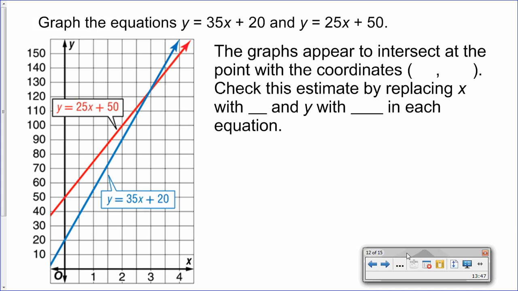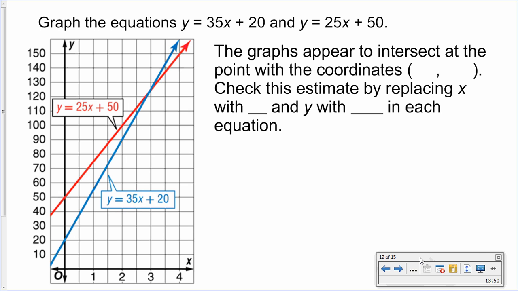Okay, so now, drop the equations, y equals 35x plus 20 and y equals 25x plus 50. I went ahead and did that for you, okay? Notice my y-intercept, what axis is this? It's y, right? Where does my red line cross? Okay, so that's my y-intercept, right? Where's this line? 20, that's my y-intercept, right? What does the y-axis represent? Starting point. 4 miles, right?